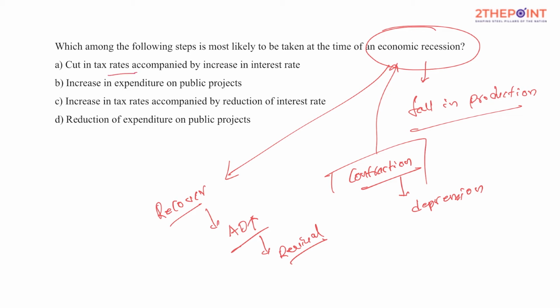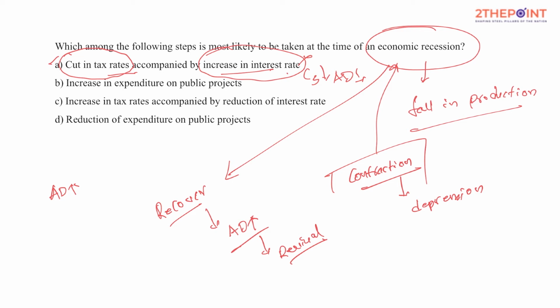Cutting tax rates accompanied by an increase in interest rate. No. This is a fiscal stimulus, because fiscal authorities could do this, but an increase in interest rate is something the monetary authorities could do. Reducing taxes increases demand, because the price of goods and services in the market decreases, but increasing interest rates makes credit costly and credit supply decreases, thereby aggregate demand reduces. So this might help, but this is going to work against it.